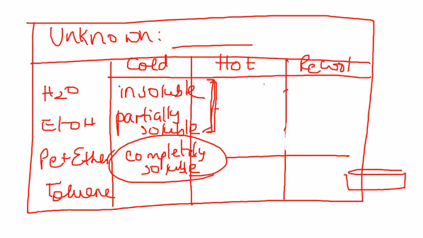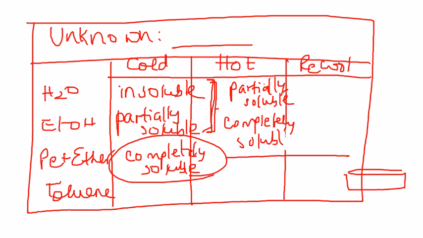So let's say water, it was insoluble, and when you heat it, it started to go in. So it becomes partially soluble. And in this case, in ethanol, it was partially soluble, and now it's completely soluble. And now when you recool, so that means you would be putting this in ice, you would then see what happens. Maybe this remains completely soluble. Nothing crashes out.